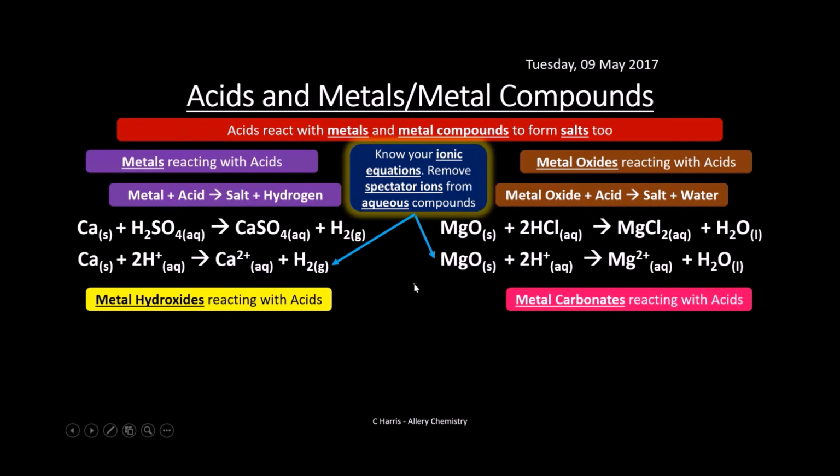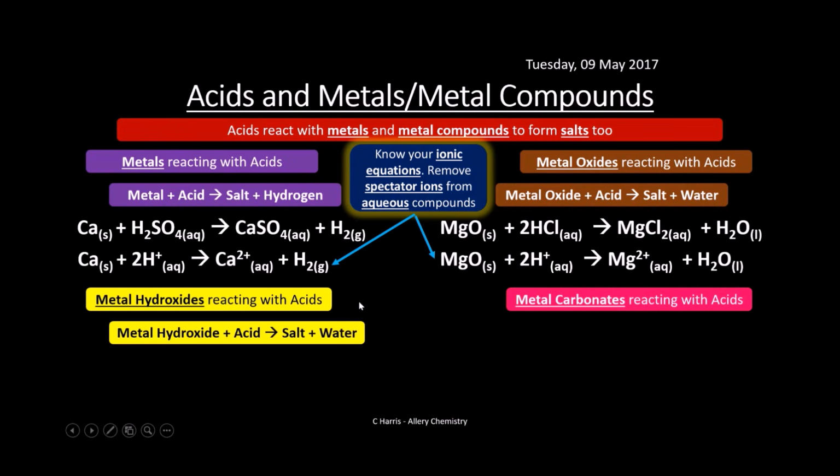The ionic equation, again, we're just looking for the bits which are useful. So magnesium oxide stays the same. Look out for your aqueous compounds. We don't need the chloride. Chloride is the same left and right. Cl minus there, Cl minus there. H plus is the bit we're looking for. That's the acid bit. It reacts with the oxide to form Mg2 plus, which is part of your salt, and water as well. So you can see here, this is the ionic equation for that reaction. So remove the spectator ions.